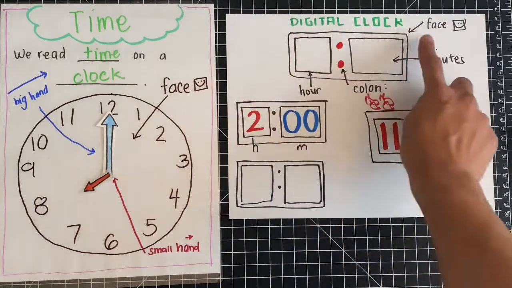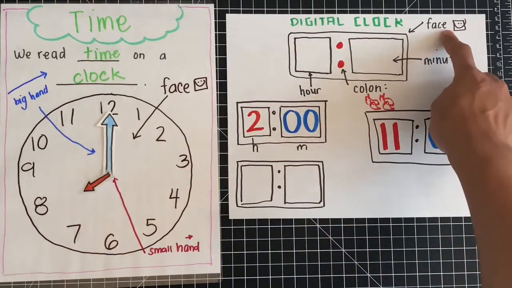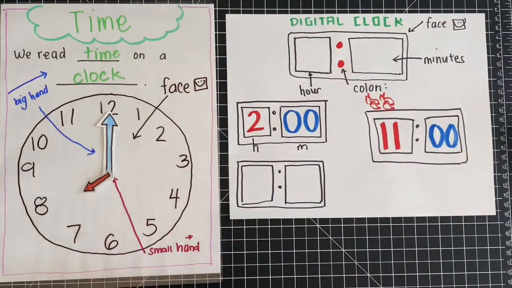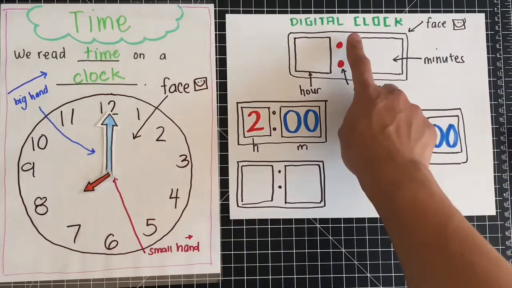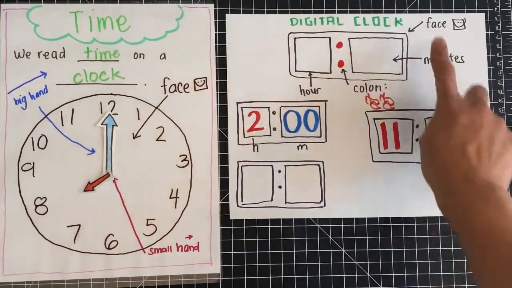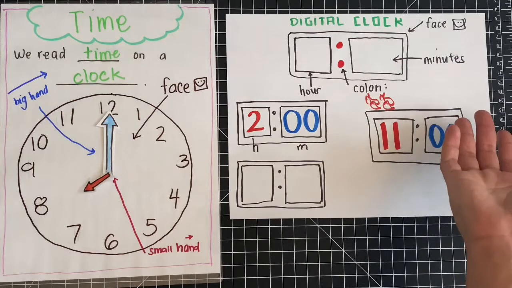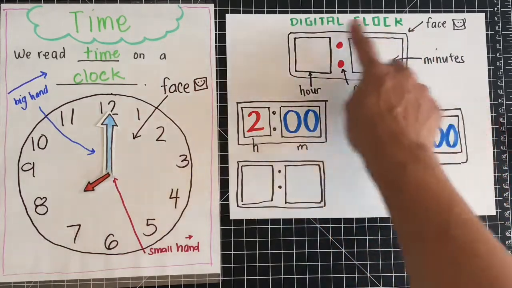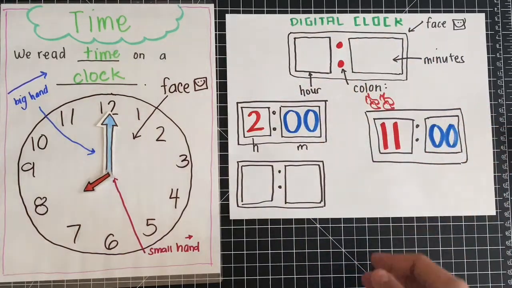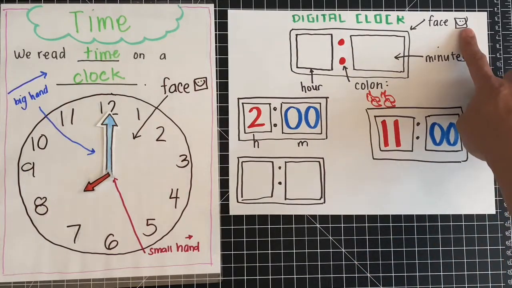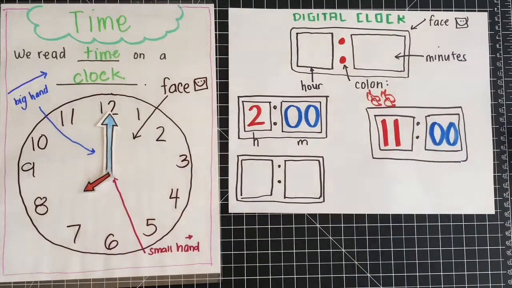We call it the face. And just like on an analog clock, the face on a digital clock is the shape of the clock, and that shape can be any shape. You'll see a lot of rectangles, but they can also be circles. They can also be triangles. The face of a digital clock can be any shape, right?